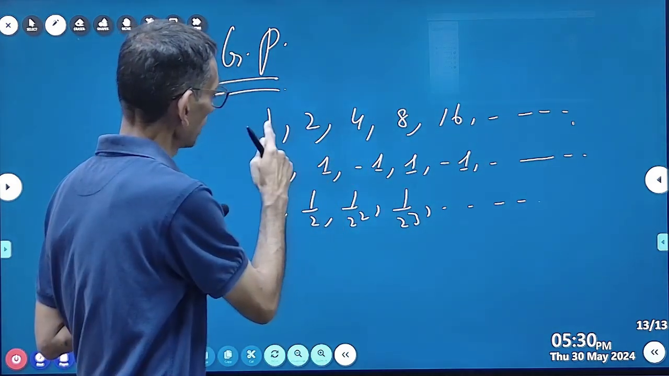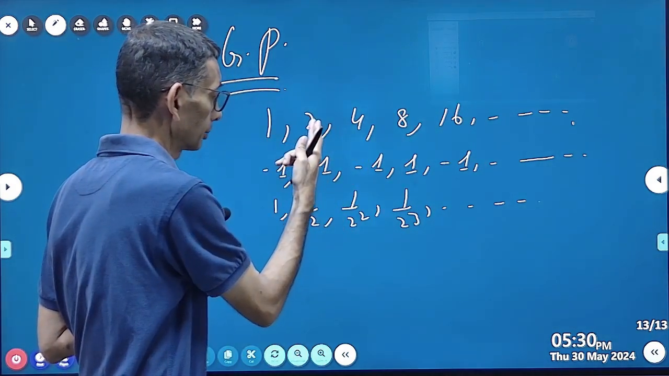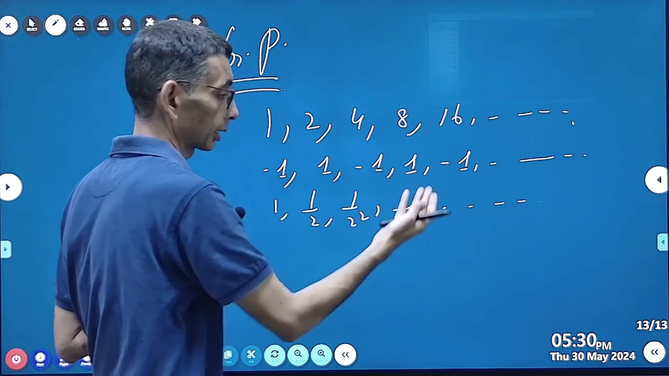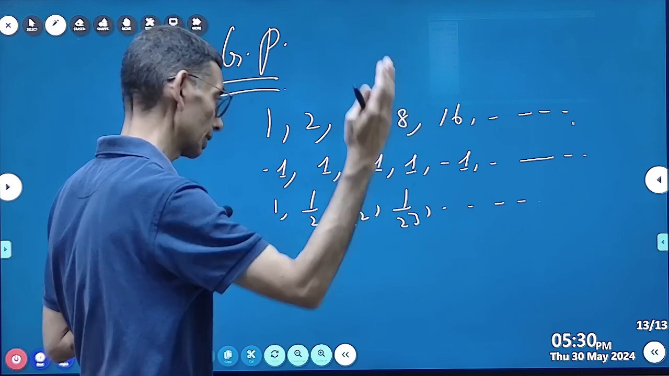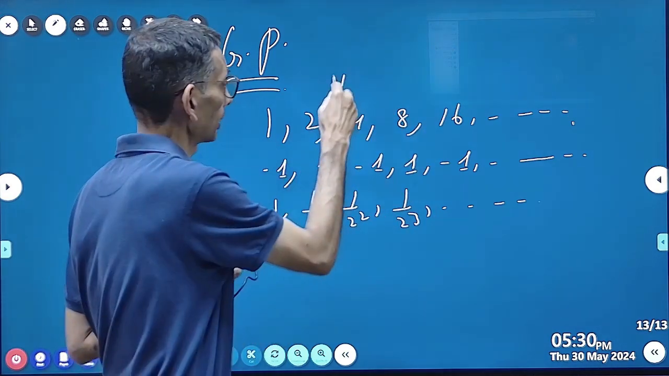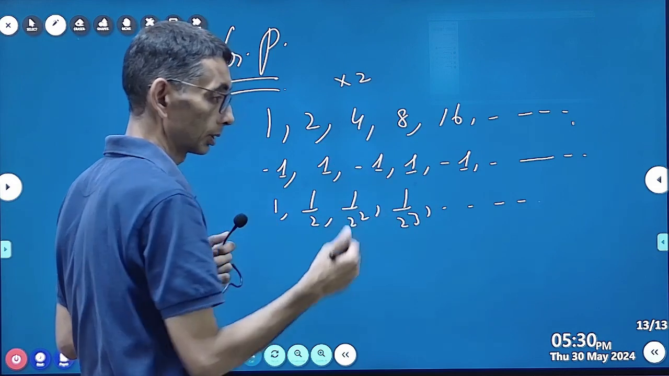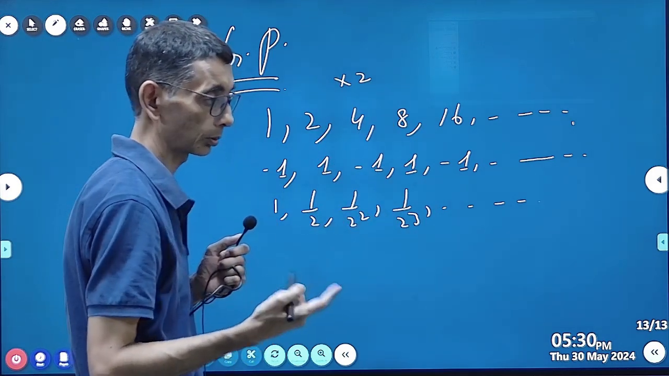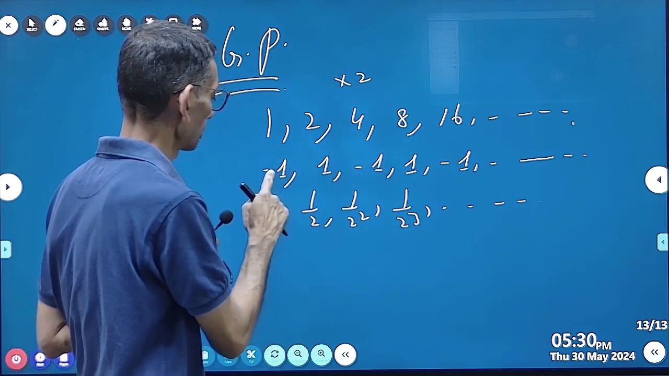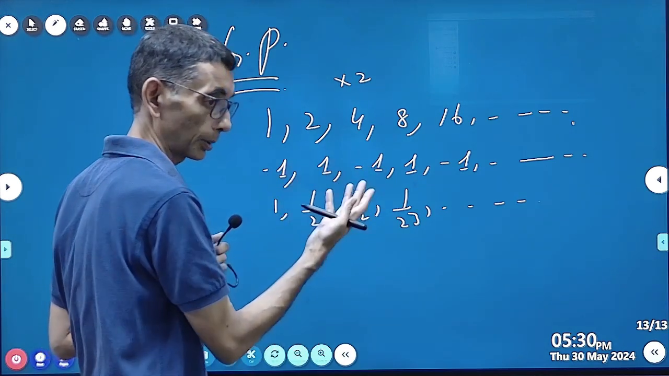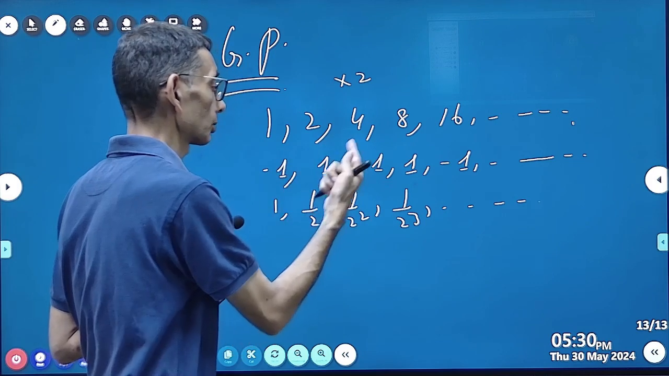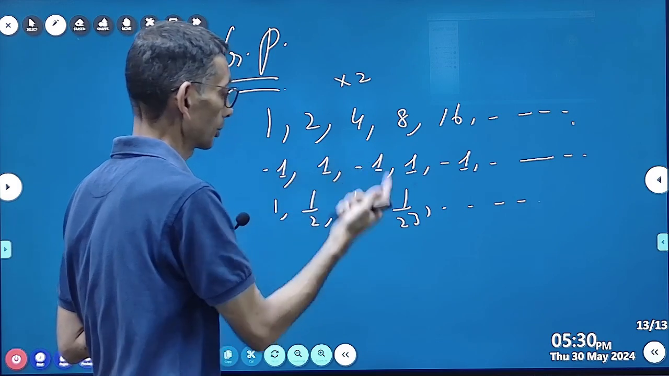So you multiply 1 by 2 to get the second term, to get the third term again you multiply by 2, to get the fourth term again you multiply by 2. It will continue like this. Every time you multiply by 2, so this 2 is known as the common ratio. To get from minus 1 to 1, you multiply by minus 1. Minus 1 into minus 1 is 1, again 1 into minus 1 is minus 1, so the signs alternate plus and minus.